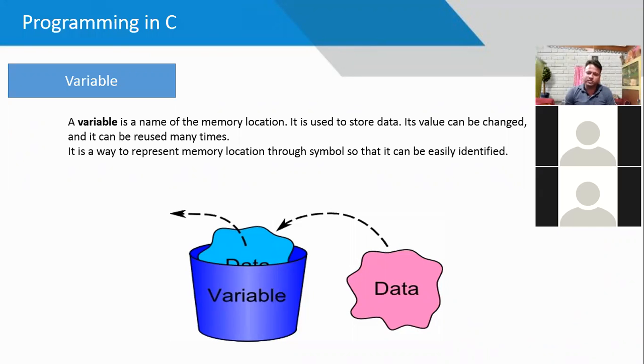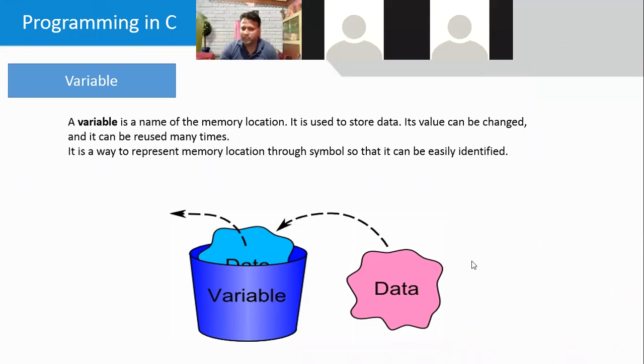For example, when you book a ticket for the cinema hall for a particular time, like for 2 hours or for 1 hour, the seat is booked for you. So after that movie time is over, then that seat is allotted to the other person. The variable is the memory location. It is used to store the data value and it can be changed and reused many times.